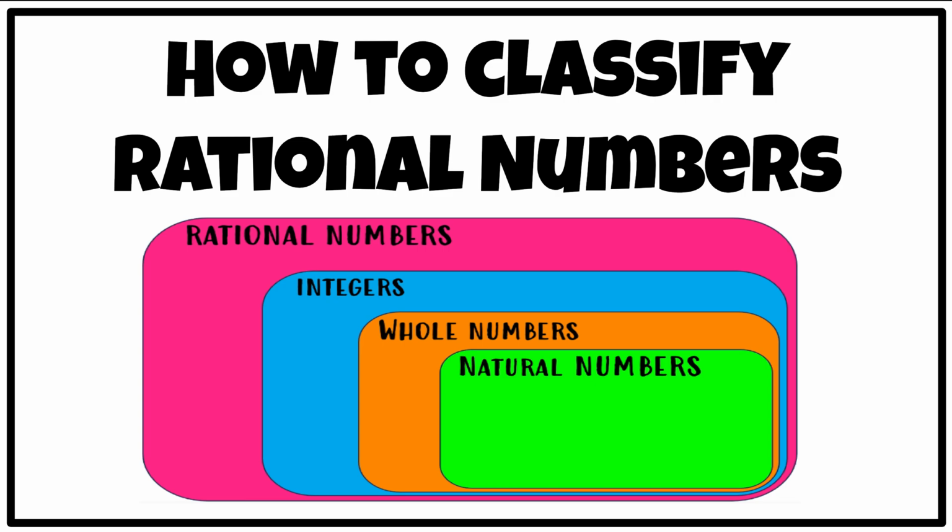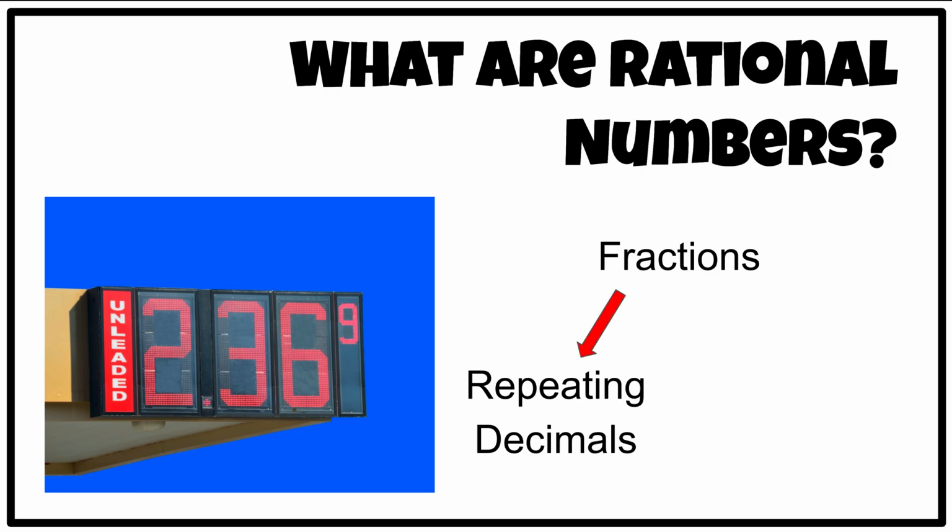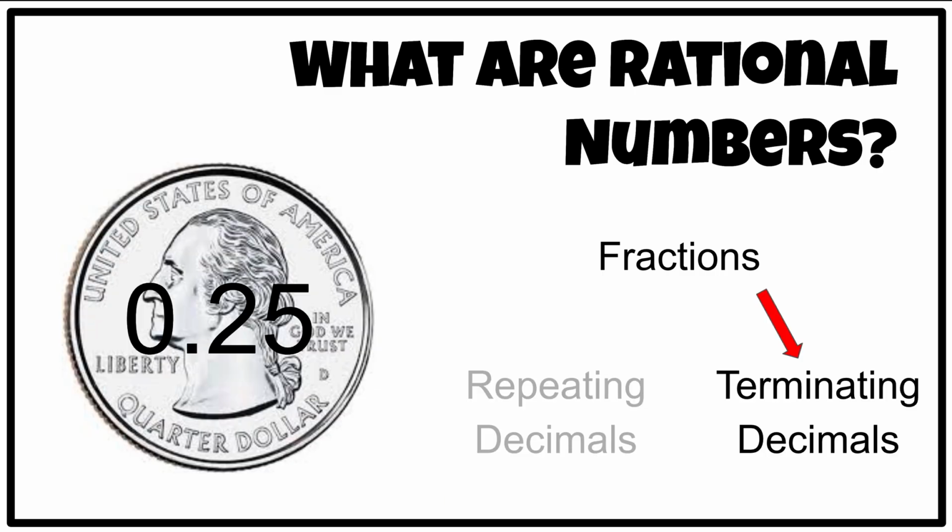In this video, we will discuss how to classify rational numbers into subsets including integers, whole numbers, and natural numbers. Now, before we begin, let's review what a rational number is. A rational number is a fraction that can also be represented in decimal form as a repeating decimal, where you will see a bar above the numbers that repeat. The fraction can also be represented as a terminating decimal.